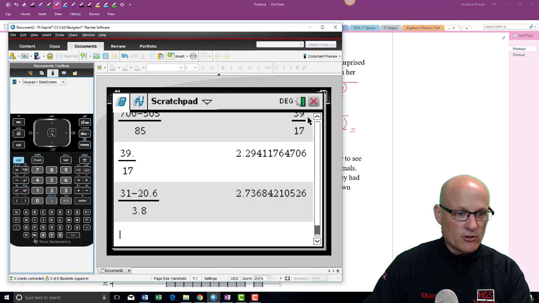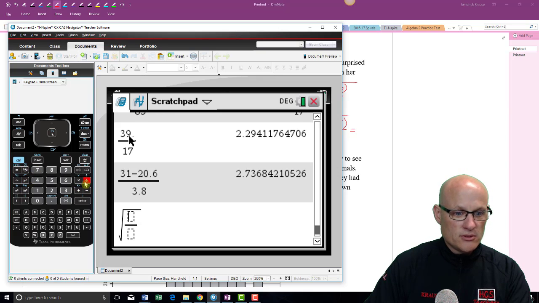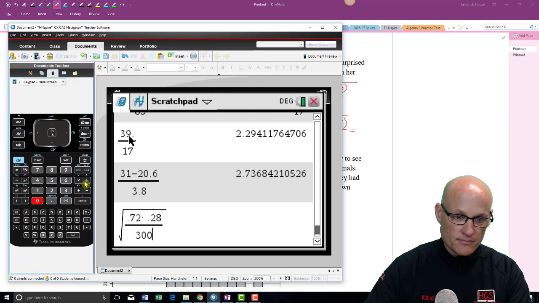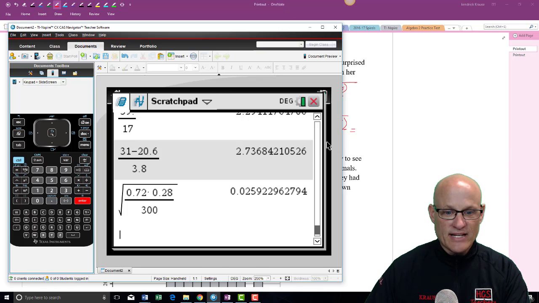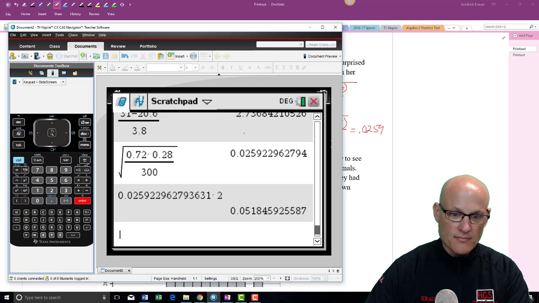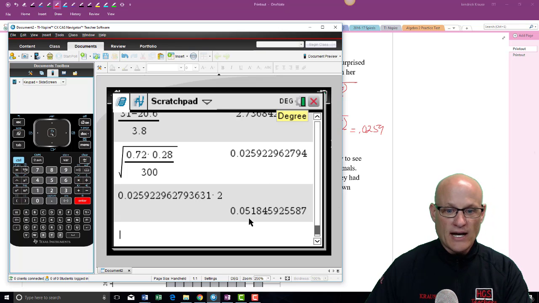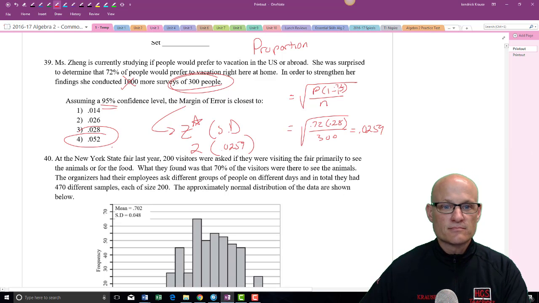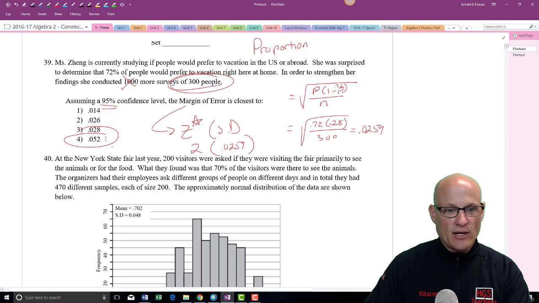So that we need our calculator for. So the square root of the division of 0.72 times 0.28 all over 300. And I get 0.0259, but I've got to multiply that by 2. So 0.052. There it is.